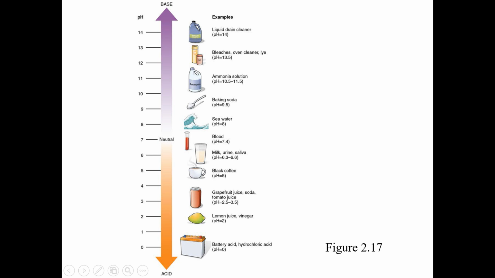Please know the pH scale and be able to give examples of human body fluids, their pH, and know the pH of blood. Again, 7.35 to 7.45. It's slightly basic or slightly alkaline.